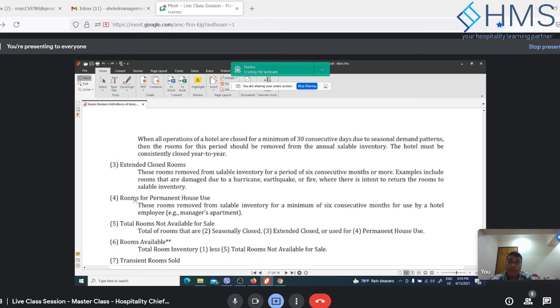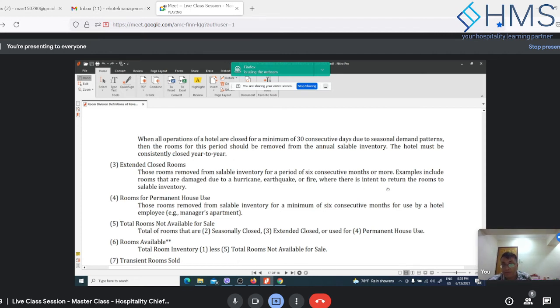And then you have rooms for permanent house use. So, for example, now because of COVID, you are going to close the rooms, right? Even though it does not say COVID. Examples include, it says, those rooms which are removed from the saleable inventory for a period of 6 months or more.